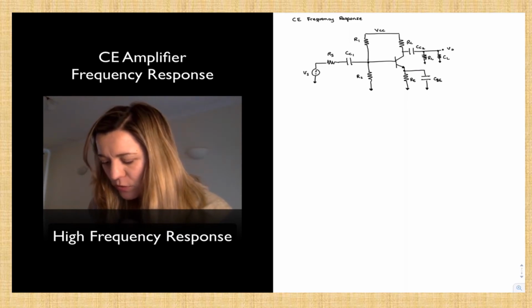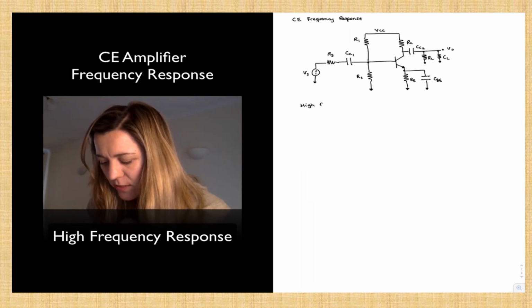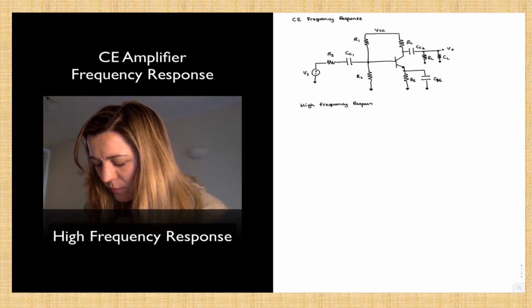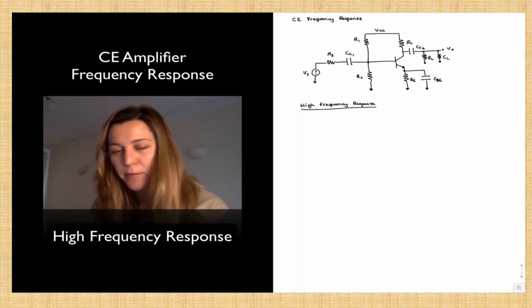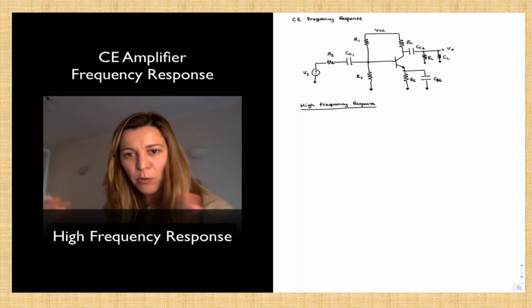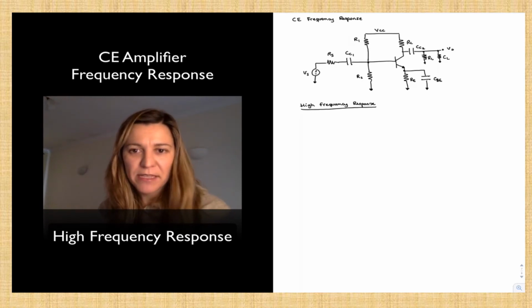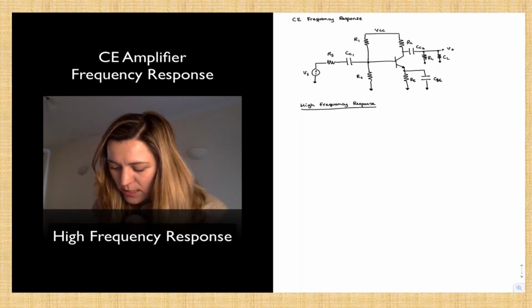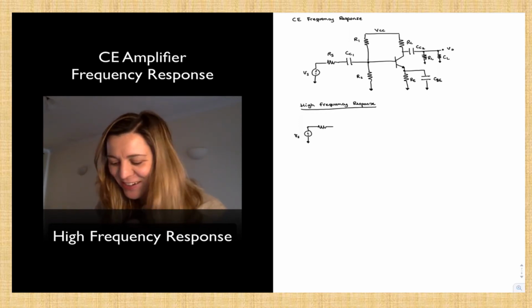So the high frequency response for this common emitter amplifier is just the same one from the previous example. Now, in order to consider the high frequency response, I'm going to go ahead and draw the AC equivalent circuit, just so that we're properly ignoring the coupling and bypass capacitors, as well as DC sources and things like that. So this will be VS. You could call this my high frequency equivalent circuit, I suppose.